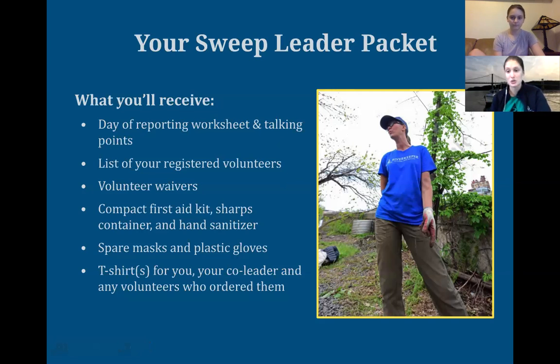There's going to be paper, there's going to be different materials, first aid kits. The first thing is going to be a day of reporting worksheet on one side and then talking points on the other. The talking points are some general pieces of information about safety, about the river, about welcoming folks, about how to talk about a project that goes beyond your site and to talk about it regionally and more comprehensively.